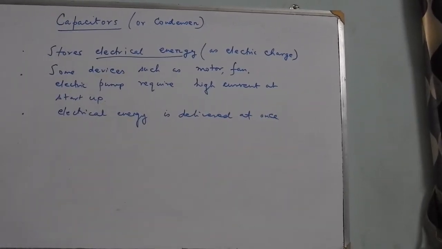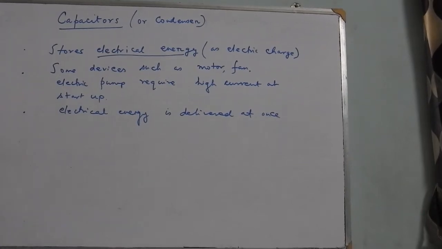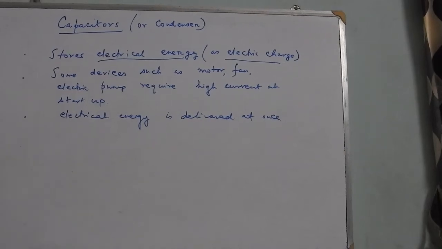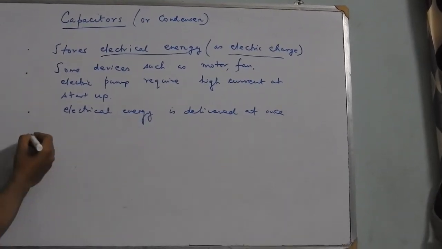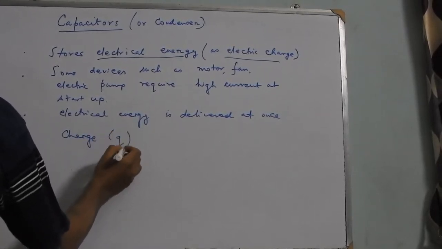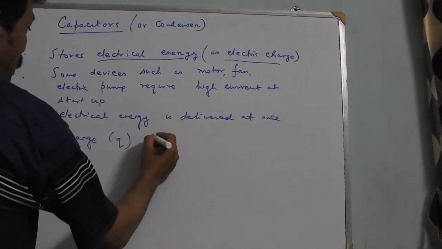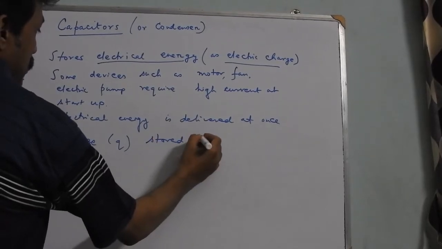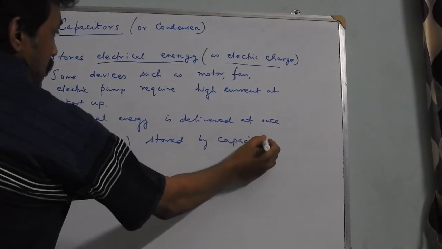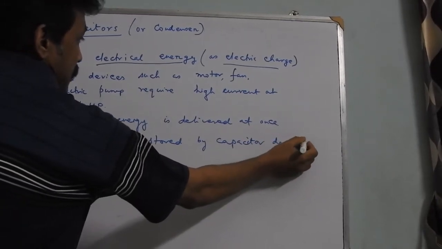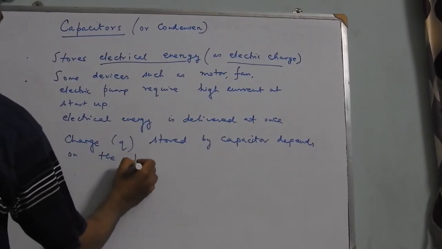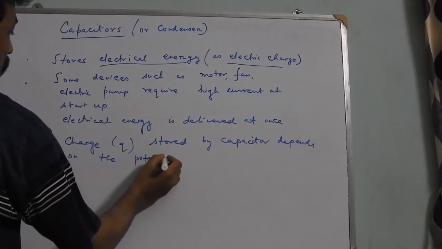Now capacitors will store charge, and the charge that they will store depends on the potential difference. The charge, say Q, stored by the capacitor depends on the potential of the capacitor or the potential difference between its plates.